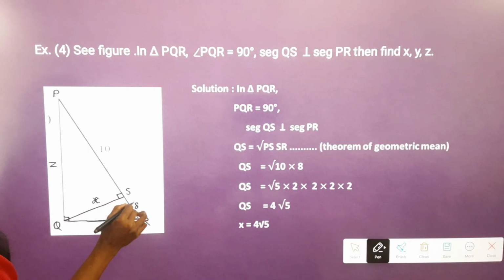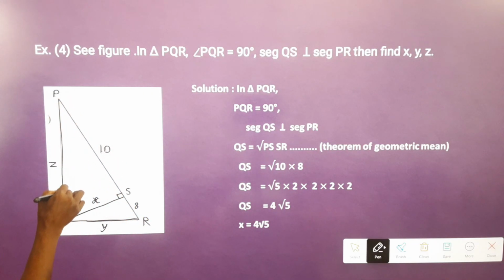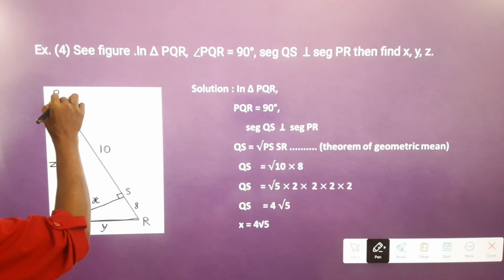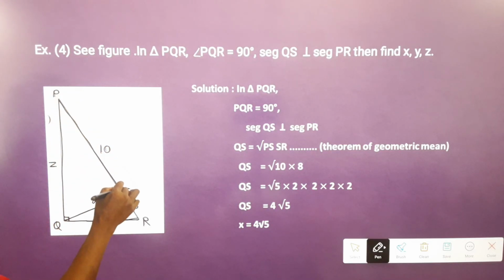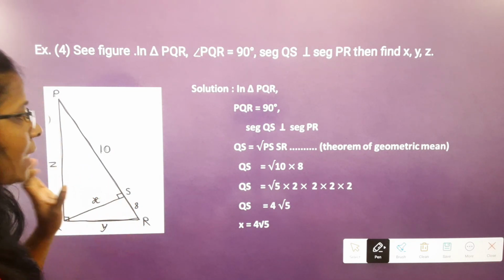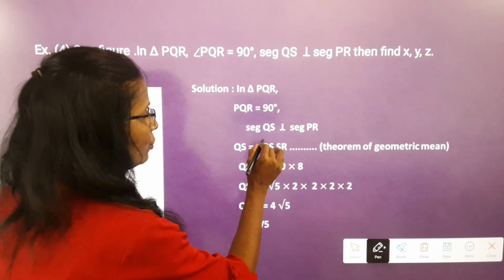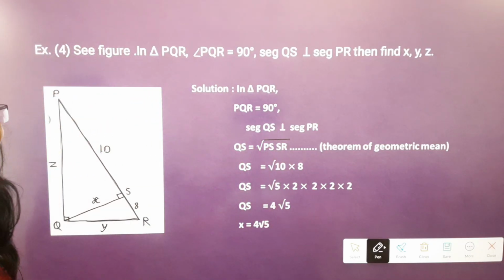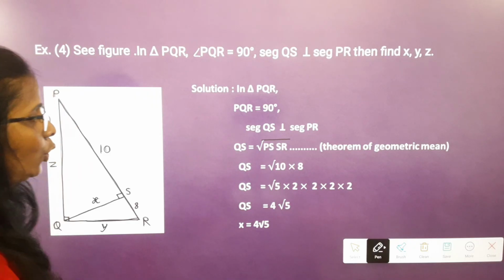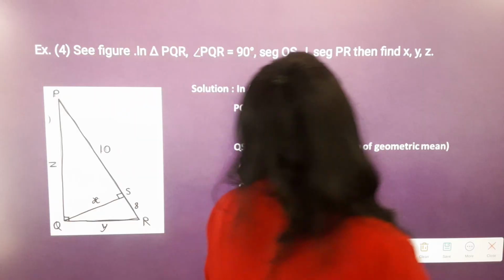Okay, so by using the geometric mean theorem, here we can say that QS square is equal to PS multiplied by SR. So that means QS is equal to the square root of PS multiplied by SR. So QS is equal to root of 10 multiplied by 8.